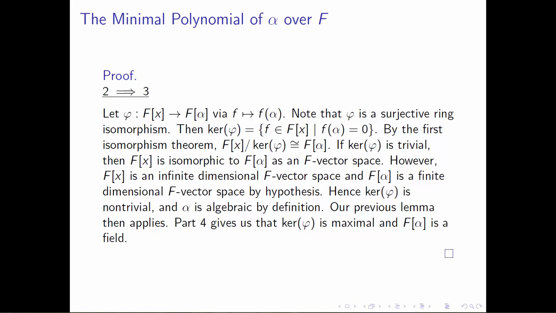Now we can apply our previous lemma once we know that alpha is an algebraic element, and part 4 of that previous lemma tells us that the kernel of phi is a maximal ideal, and when we take a ring and mod out by a maximal ideal, we get a field. Therefore, by the first isomorphism theorem, F adjoined alpha is isomorphic to F adjoined x modulo a maximal ideal, and therefore F adjoined alpha is a field.